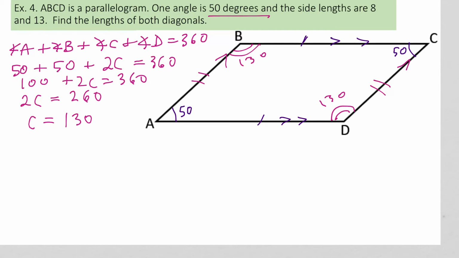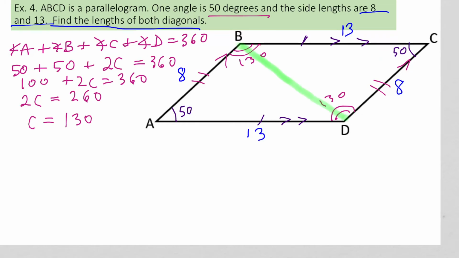Then we have the side lengths are 8 and 13, so that must mean the shorter ones are 8 and the longer ones are 13. The last question says find the lengths of both of the diagonals. Let's do them one at a time. If I draw in the shorter diagonal, there it is right there.